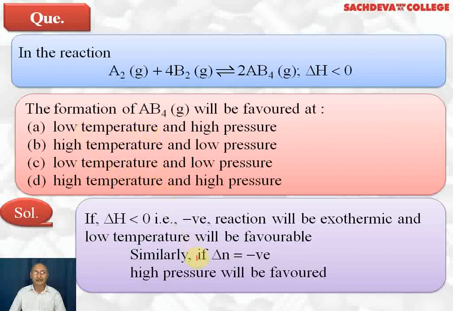So let's talk about pressure. In case of pressure, there are 5 moles of reactants and 2 moles of products, which means delta N is negative. And if delta N is negative, high pressure is favorable for the forward reaction. So the correct answer is low temperature and high pressure, which is favorable for manufacture of AB4. And this we have done on the basis of Le Chatelier's principle.